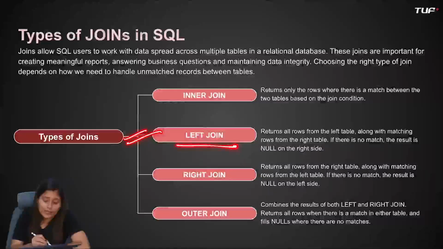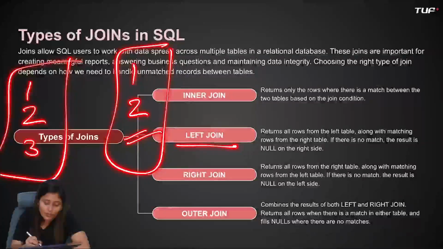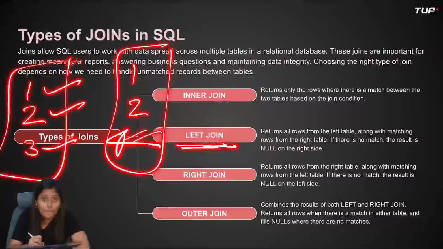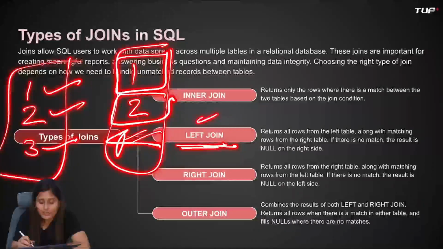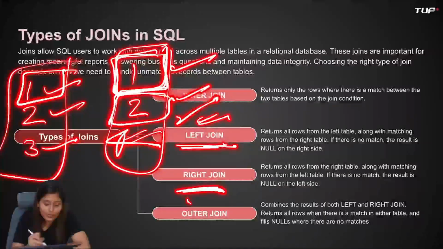Next is left join. Let's suppose in one table we have 1, 2, 3 and in the right table we have 1, 2 and 4. Left join says all the rows from the left plus the matching rows from the right will be considered. Similarly, for right join, all the rows from the right table and the matching rows from the left table will be the answer.